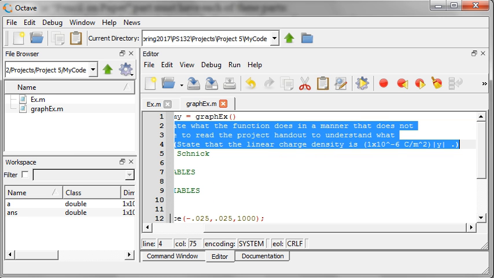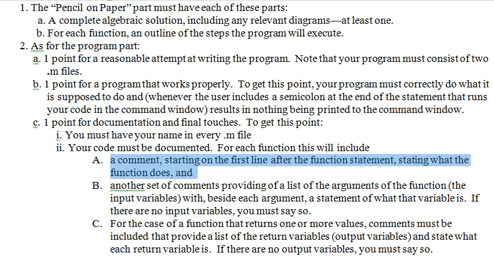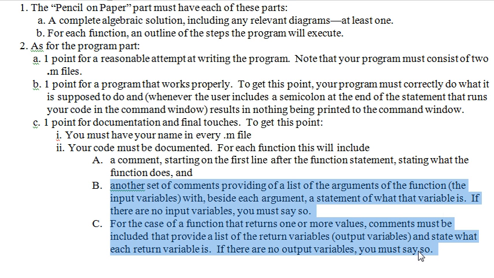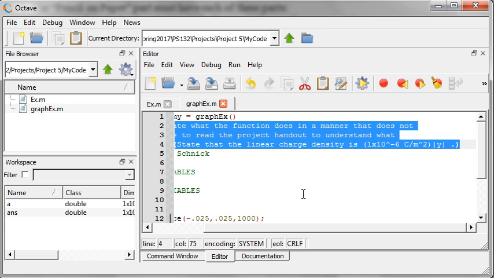And what else? Another set of comments providing a list of the arguments of the function, the input variables, with beside each argument a statement of what the variable is. If there are no input variables, you must say so. And then if it returns anything, the same thing for the output variables, input and output variables.